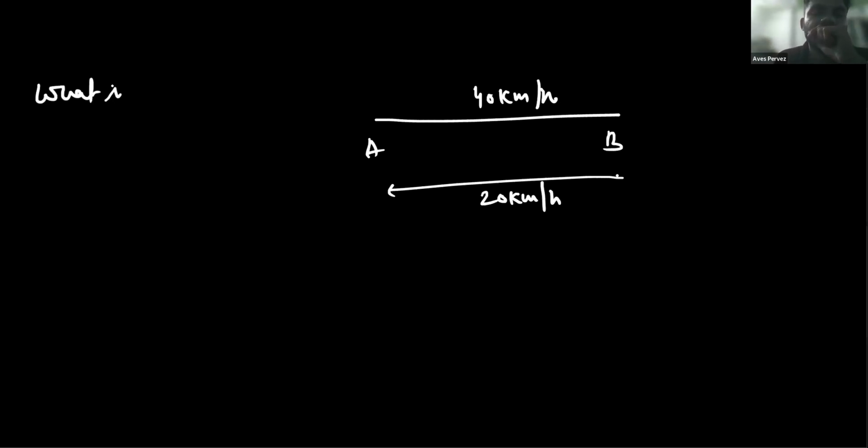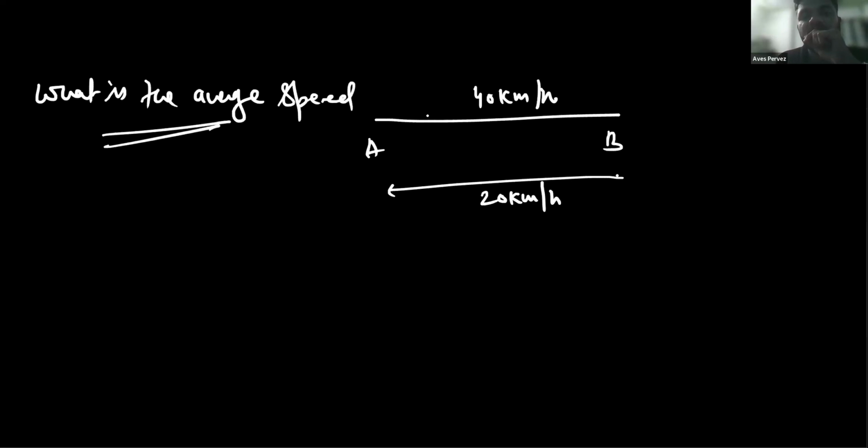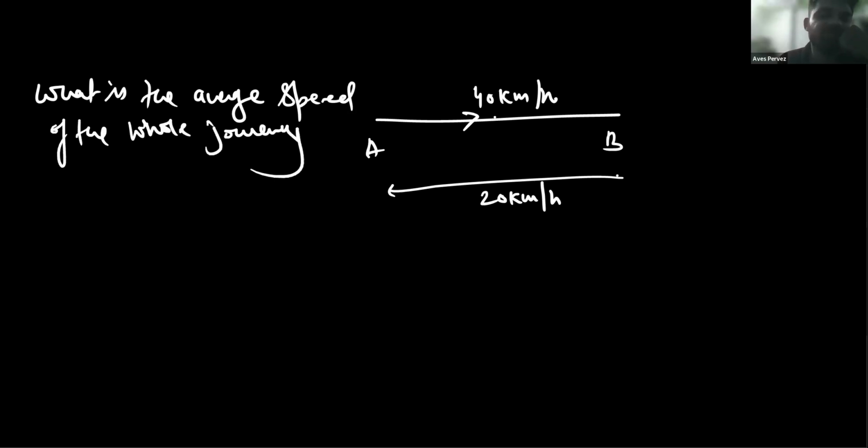What is the average speed? He is moving with a speed of 40 kilometers per hour and coming with a speed of 20 kilometers per hour. So what is the average speed of the whole journey? No, it is not 60. Average speed will be between 20 and 40. Average means it cannot be greater than this one.